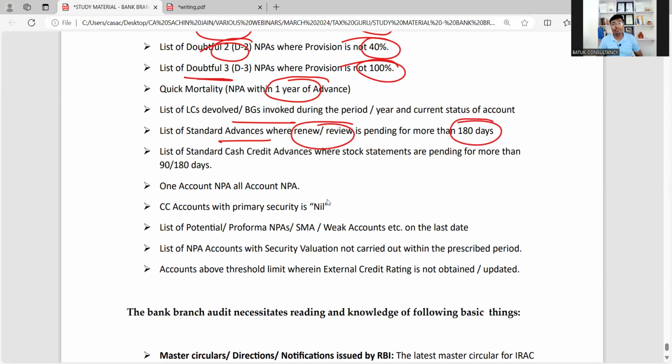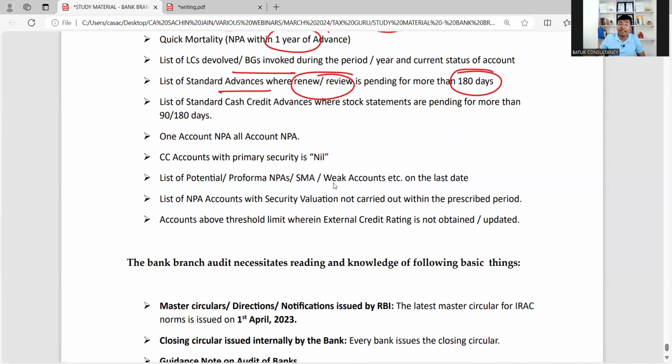Because if the review is not done within 180 days, in that case the account should be classified as an NPA. So we may demand this particular type of report: list of standard cash credit advances where the stock statement is pending for more than 90 days and 180 days. In that case, also, the same should be classified as NPA. If one account is NPA, in that case, all other accounts will be NPA.